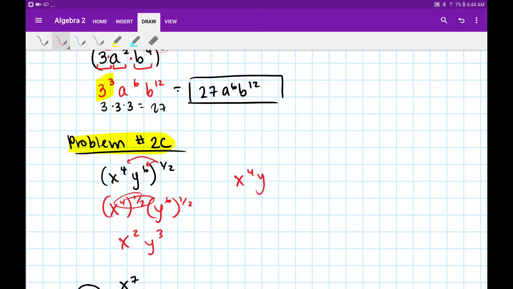Over on the side here, let me just emphasize this. If this had been x to the 4th, y to the 6th squared, I would have done the same thing, except I got x to the 8th and then y to the 12th. I would have been multiplying by 2 instead of 1/2.